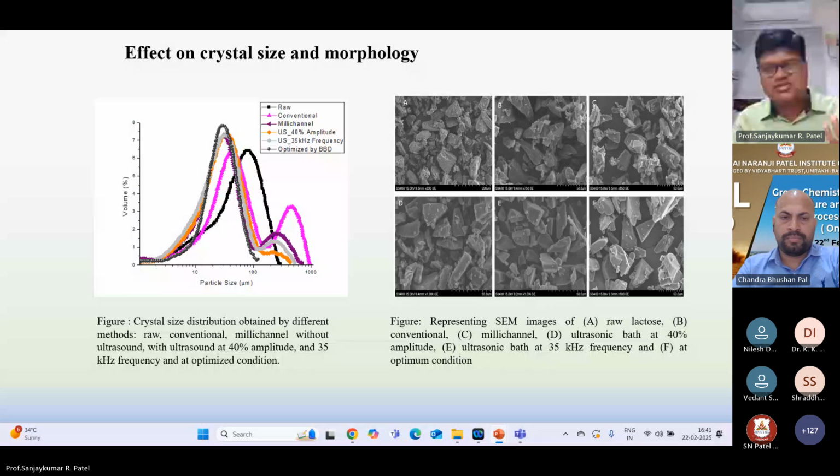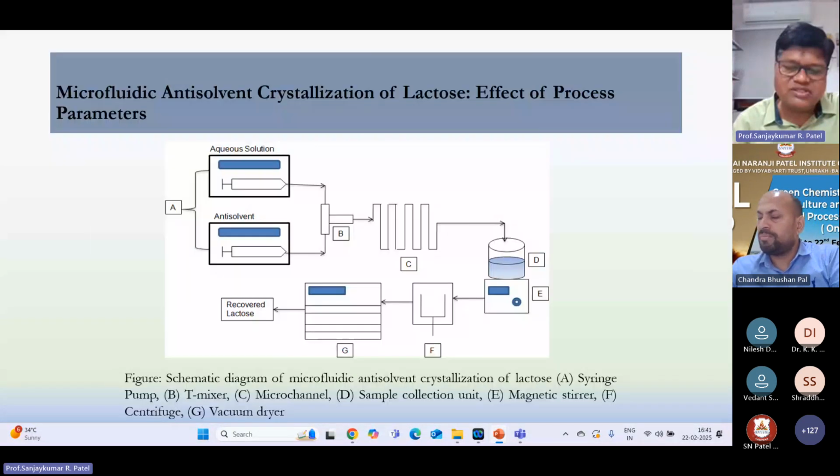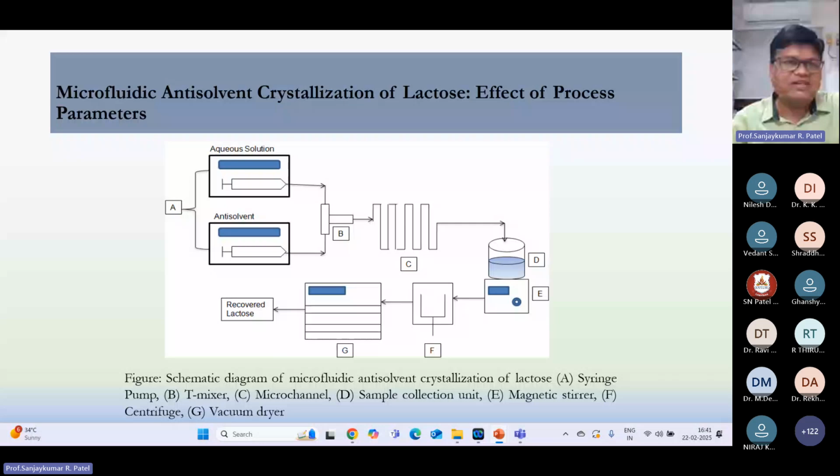So this is another application, different from the previous one, correct? This is not anti-solvent. This is a cooling crystallization, and the previous one was the anti-solvent crystallization. Then we thought, why not use anti-solvent crystallization by reducing the diameter of the channel? So we thought of having the anti-solvent precipitation through a microchannel.